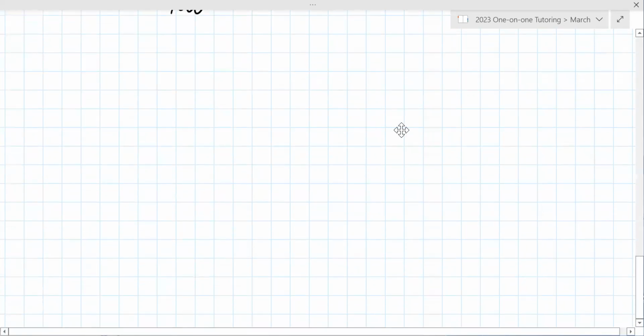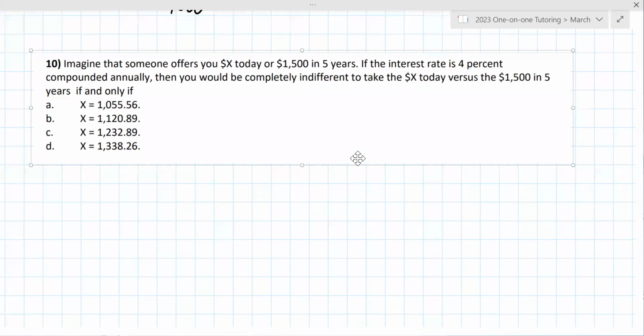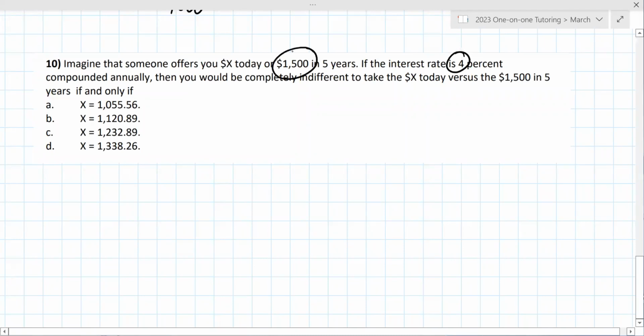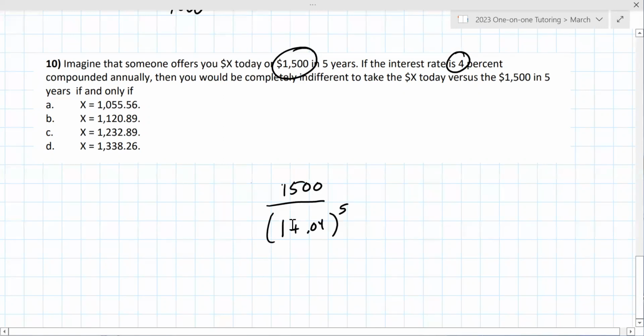Okay. 11's also next. Suppose that someone offered you some amount of money today or $1,500 in 5 years, and the interest rate is 4%. This is the present value calculation that we've been doing over and over again. So this is the $1,500 over 1 plus the interest rate to the power of 5. Because the idea is like, what is that money really worth today?